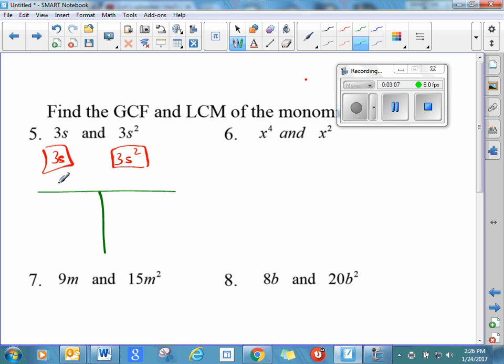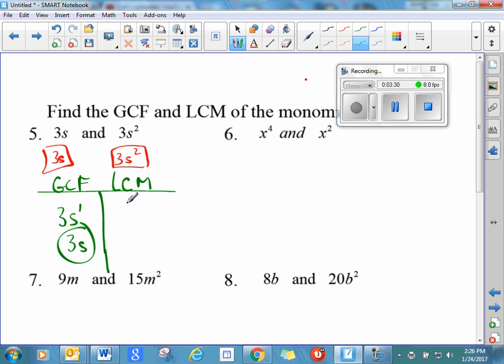GCF, what do they have in common? Well, they have a 3 in common, and they also have an s in common. I'm going to use the lowest exponent. Well, the lowest exponent on 3 is 3 to the first. The lowest exponent on s is s to the first. So the GCF is 3s.